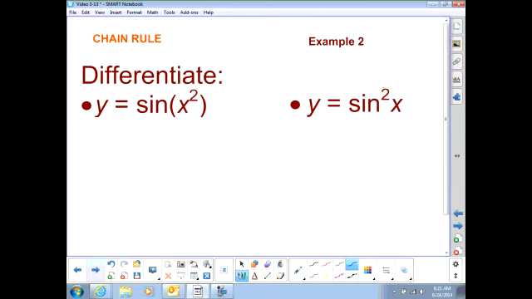So let's look at some more examples. Say we had y equals sine of x squared. Well, sine is your outside function. X squared is the inside.